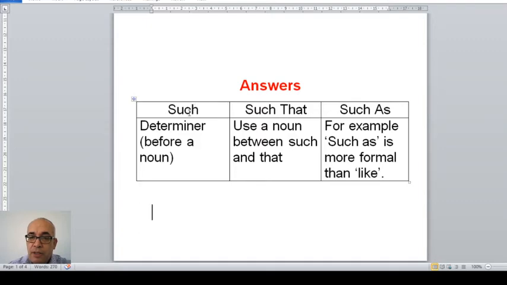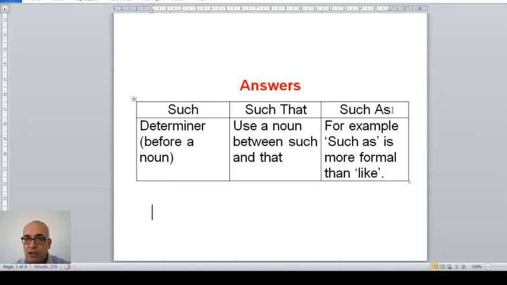Now, such is a determiner. What does it mean? It means we use it before a noun. We use such before a noun, and that is why such is a determiner. With such that, you have to use a noun between such and that. Such as means for example.